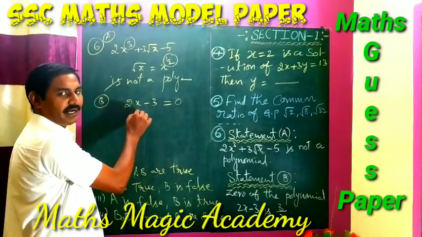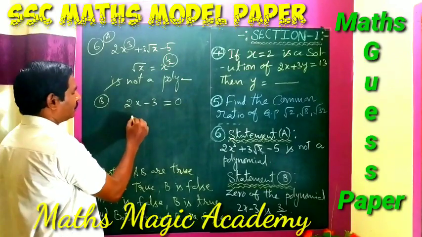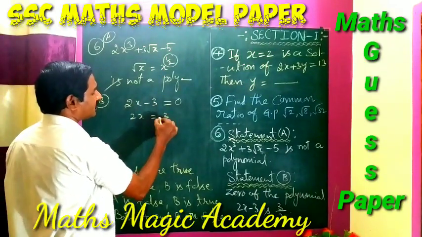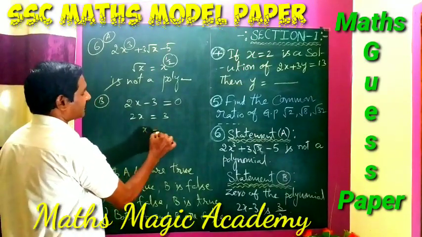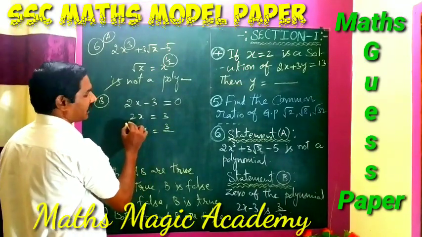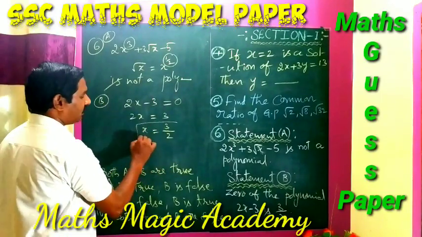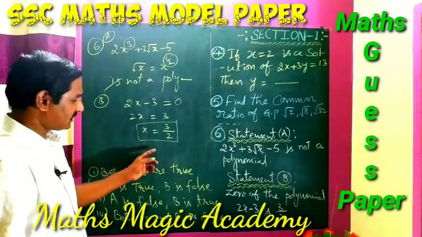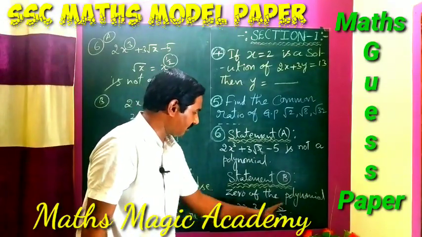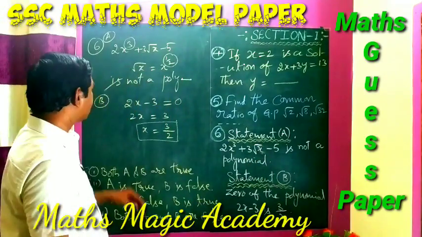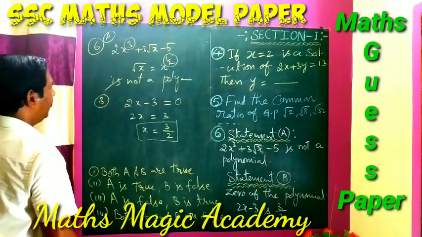At what point does the expression become 0? Now 2x, this minus 3 will transfer to that side. It becomes plus 3. Here it is 2 into x, so the 2 will go to that side, giving 3 by 2. So the x value is 3 by 2. That means the given zero of the polynomial 2x minus 3 is 3 by 2, which is true. That means statement B is true.